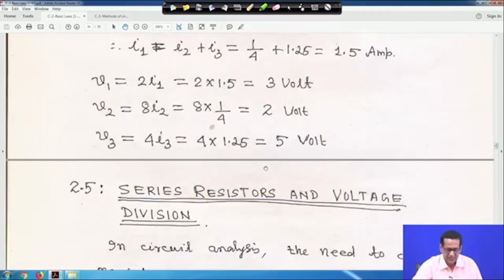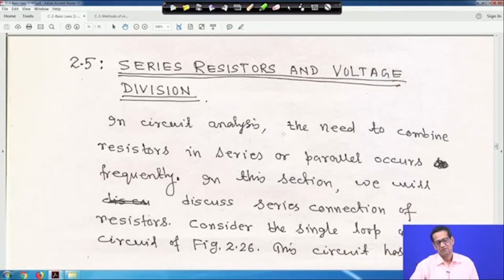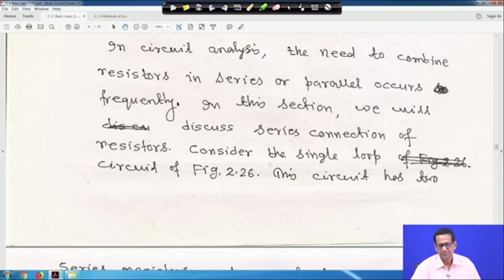Next is series resistors and voltage division. First we will consider the combination of series resistors, and then we will see the parallel one, right. So, series resistors and voltage division. Basically it is called series resistor, and this kind of circuit we call a voltage divider, right. How will come later. In circuit analysis, combining resistors in series or parallel occurs frequently, right. So, we have to simplify the circuit, that is why we go through all this simple analysis.